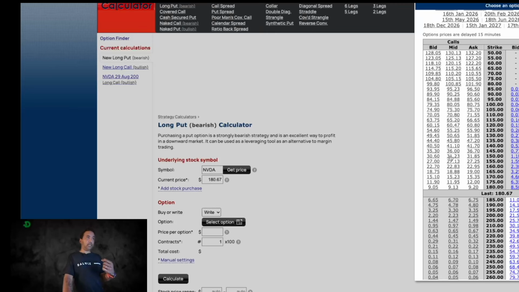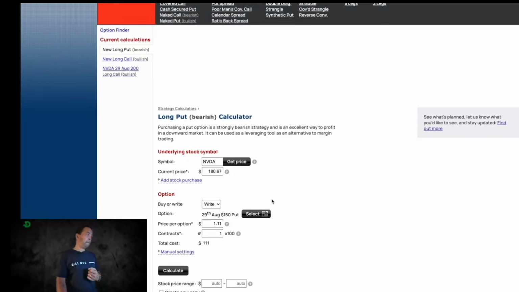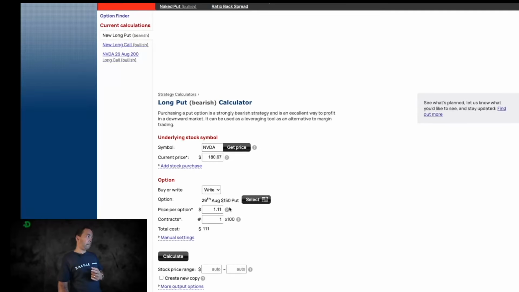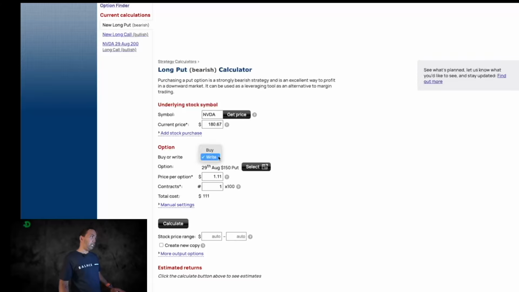So let's say you expect that Nvidia will go down to 150. So you select this one on the put side. So this is a put, and actually this one would be a buy.